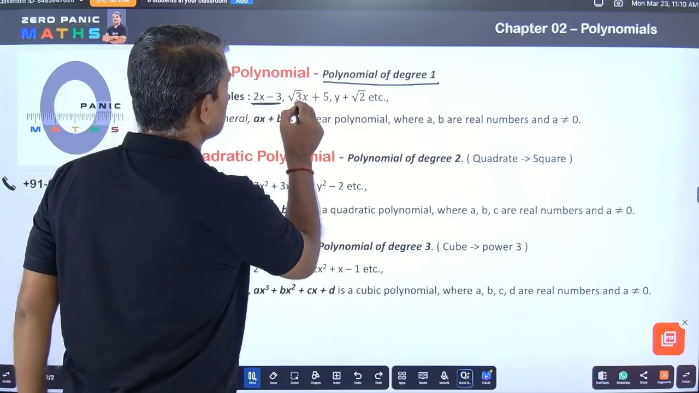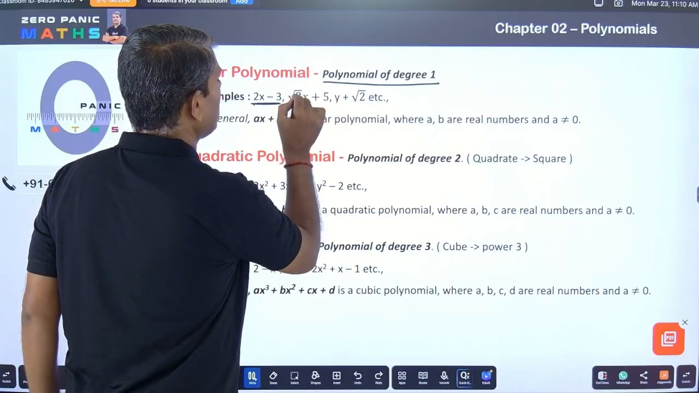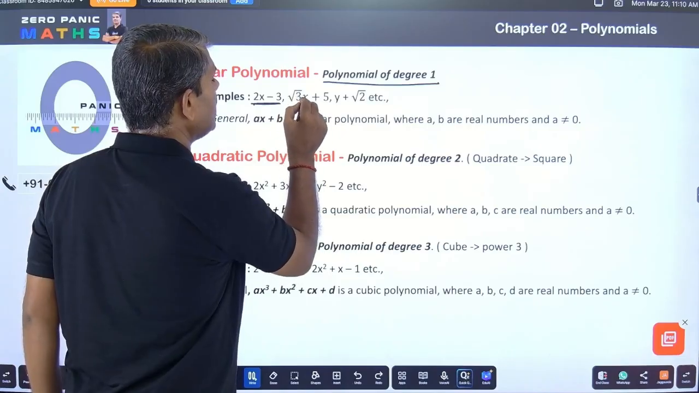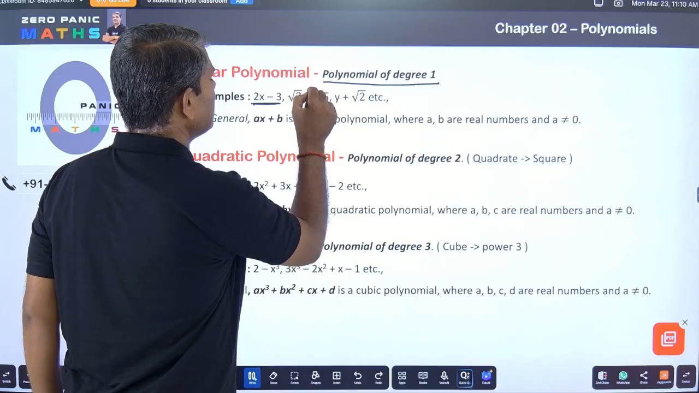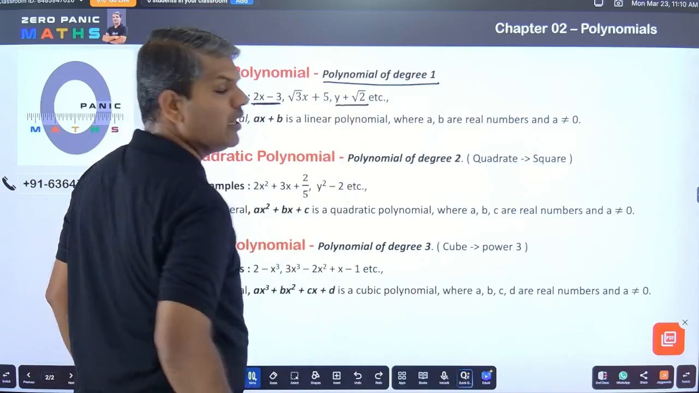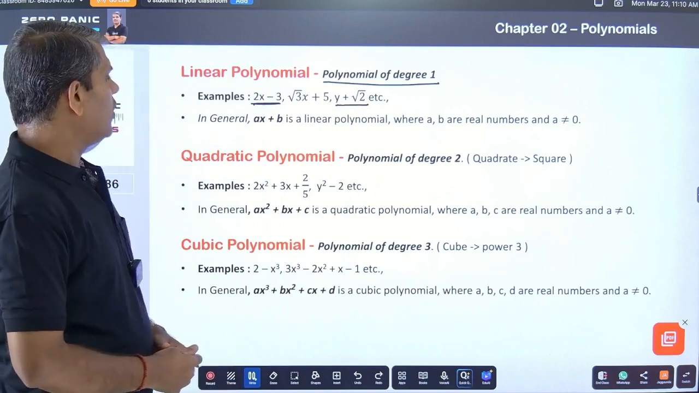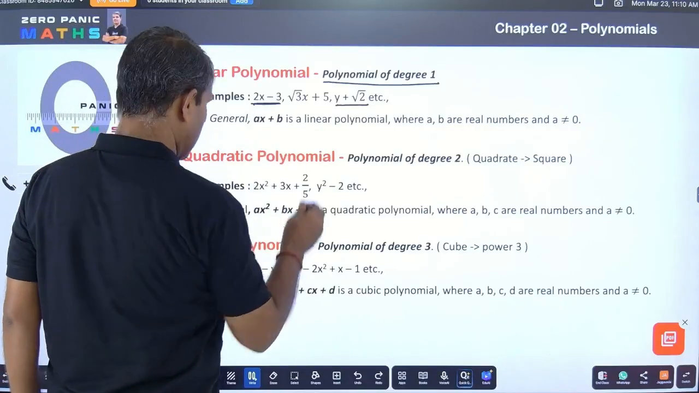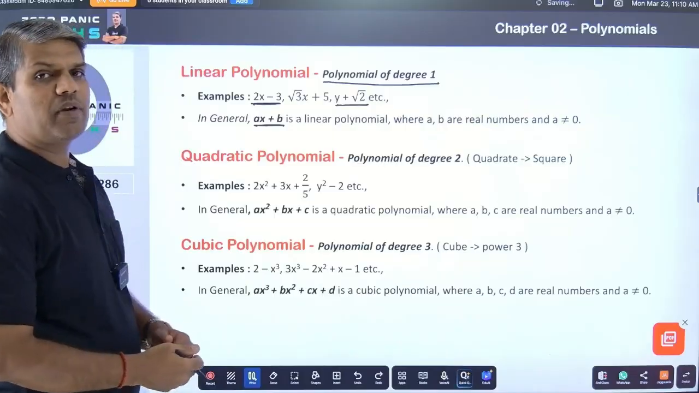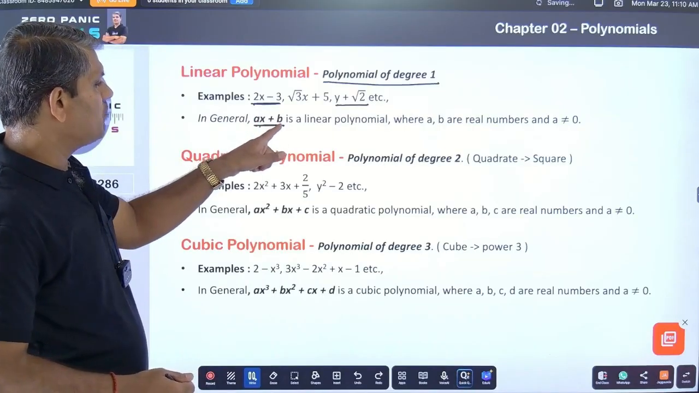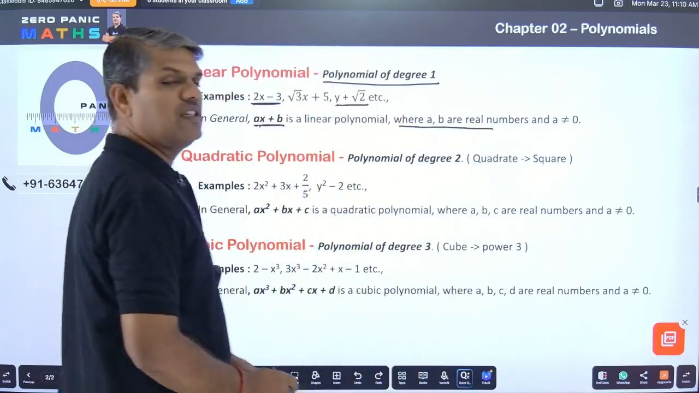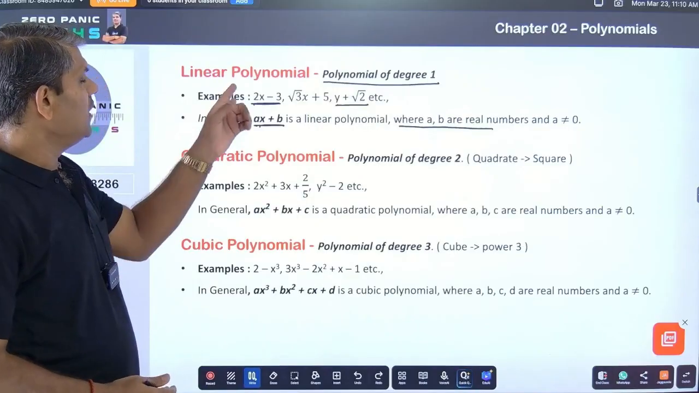Don't look at the square root of 3. Square root of 3 is still just a number, the coefficient of x. x still has the power 1 only. This is a polynomial in y with degree 1. In general, the linear polynomial is represented by ax plus b, where a and b are real numbers. This is an important feature of a linear polynomial.